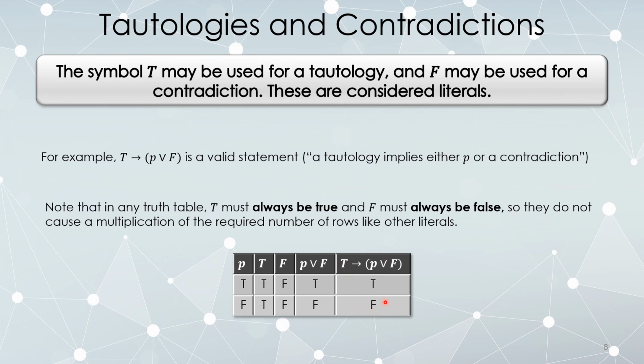So this statement overall is neither a tautology nor a contradiction, even though it did involve component literals which are. Okay, just remember, using component literals which are tautologies or contradictions is fine, but it does not require you to multiply the number of rows in the table.